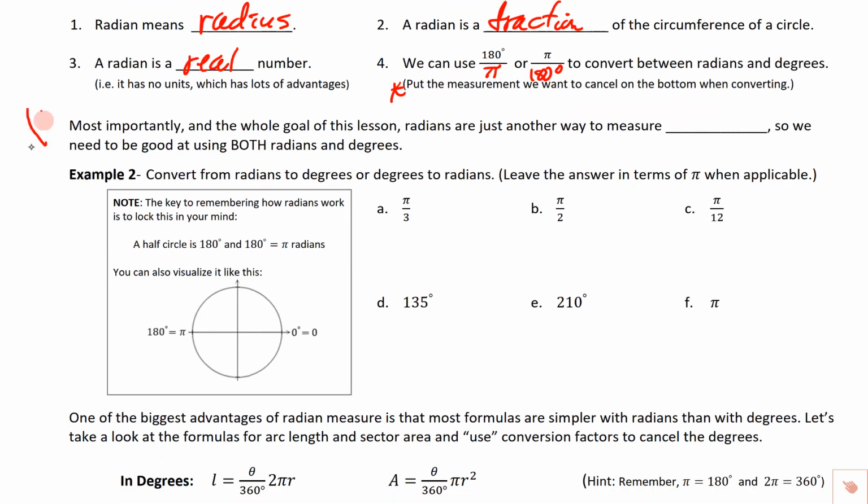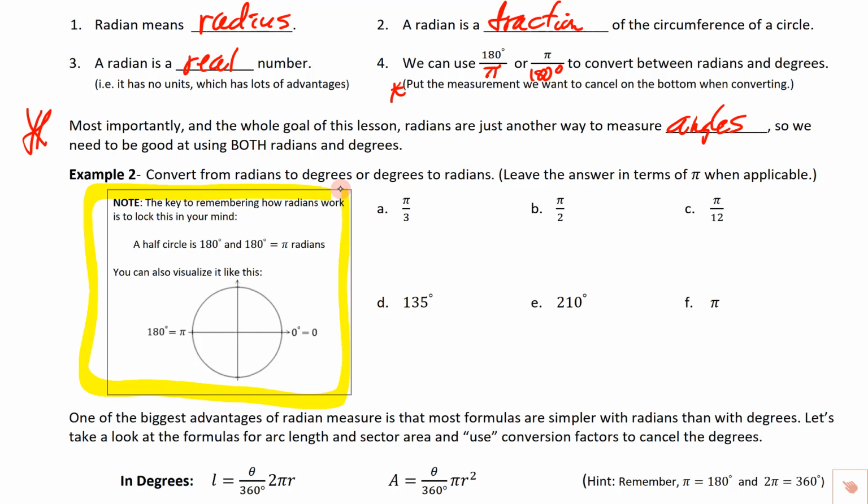So put a star by this. This is the goal of the lesson because we want to be able to understand and use radians. Radians are just another way to measure angles. So we need to be good at using both radians and degrees. So if you need to, this is what I would lock in your head.